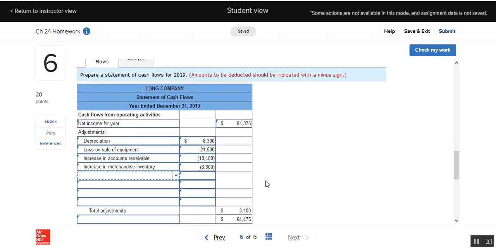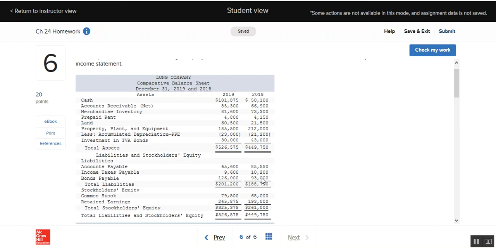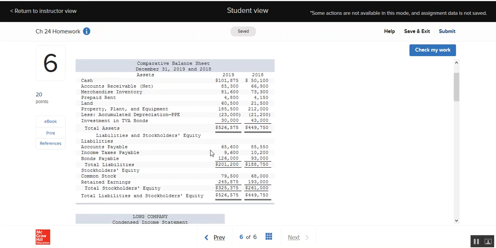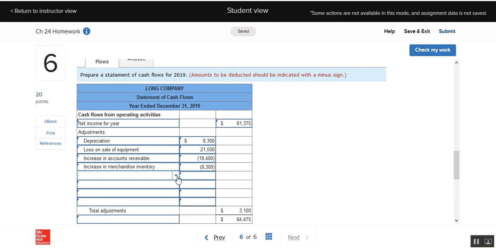All right, so let's see what else we've got. Go back up to our balance sheet. We've got an increase in prepaid rent. There's some difference in land, property and plant and equipment, and some differences in bonds. So we're going to start with the prepaid rent. It was $4,150, and now it's $4,800, so it increased by $650. And that increase in prepaid rent is another subtraction to the net income.